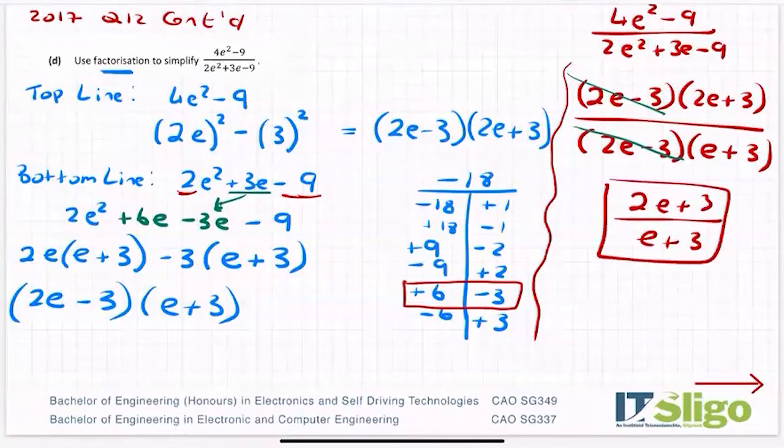And that's use factorization to simplify. And that's you done. So a great way of approaching factorization: factorize the top, factorize the bottom, put them over each other and cancel full factors. Okay, so that was part D. This was a long question.